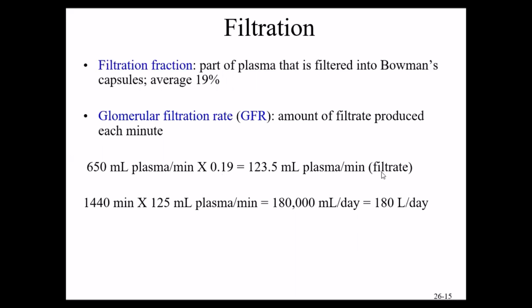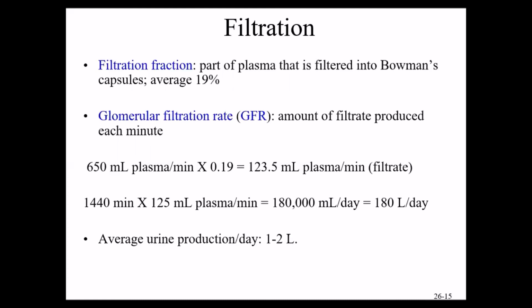And so that's what's referred to as the filtrate, which is a huge volume. 123 milliliters every minute gets passed through both kidneys. So that's a total for two kidneys working together of filtrate being produced per minute. If you want to look at that on a daily basis, you could do the math. I've done that for you. 1,440 minutes in a day times 125, that's our rounded up number there, 125 milliliters of plasma per minute. That gives you 180,000 milliliters a day, or 180 liters a day worth of filtrate being generated throughout the day.